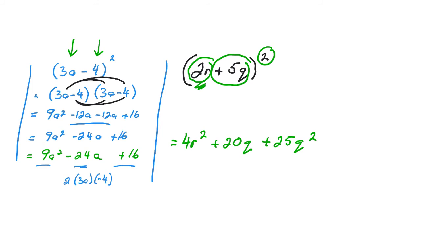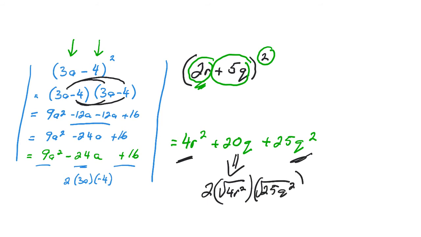Okay, that is a perfect square trinomial. The outer two terms are perfect squares. The middle term is twice the value of the square roots of the outer two terms. So if I square root those, it'll be 2 times 2r times 5q, which are the original terms in the question. So those are the characteristics of a perfect square trinomial.